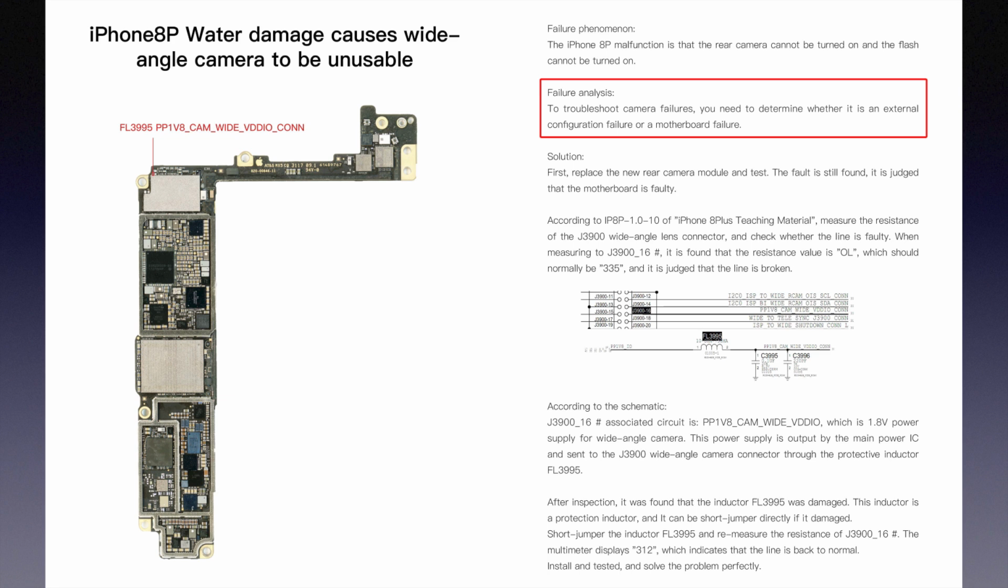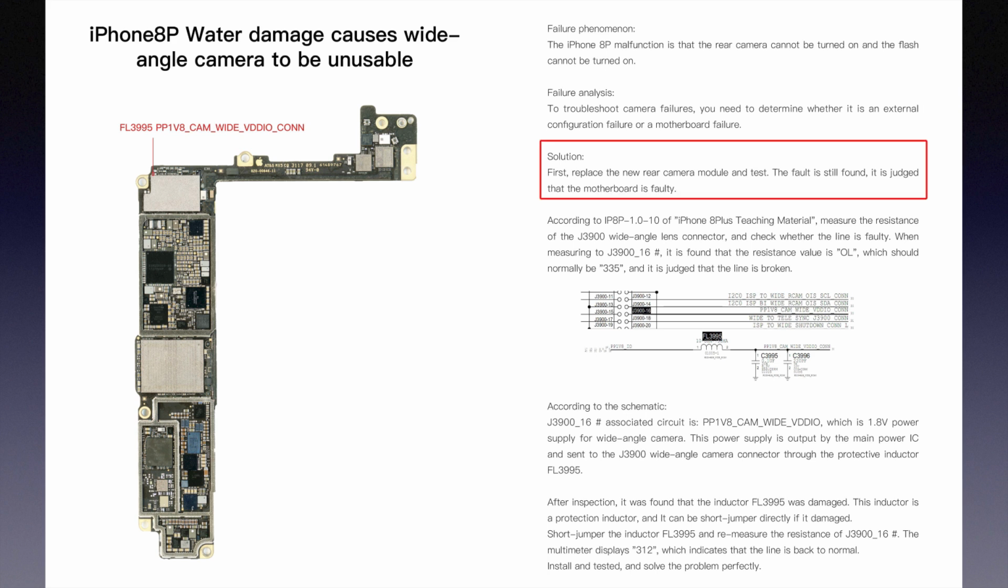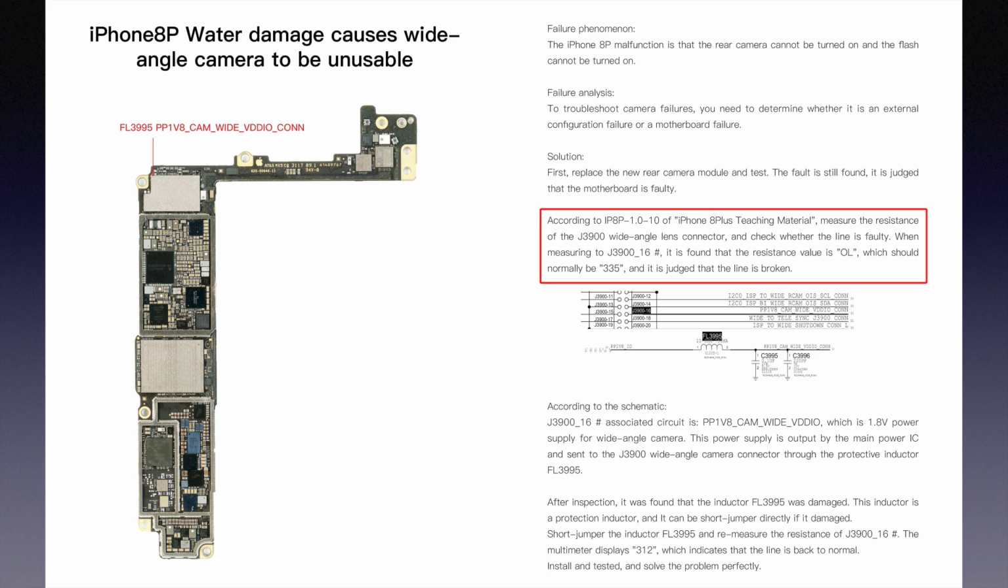Analysis: to troubleshoot camera failures, you need to determine whether it is an external configuration failure or a motherboard failure. Solution is, first, replace the new rear camera module and test. The fault is still found. It is judged that the motherboard is faulty. According to iPhone 8 Plus 1.0 version and page 10 of the iPhone 8 Plus testing material, measure the resistance of the J3900 wide-angle lens connector and check whether the line is faulty.